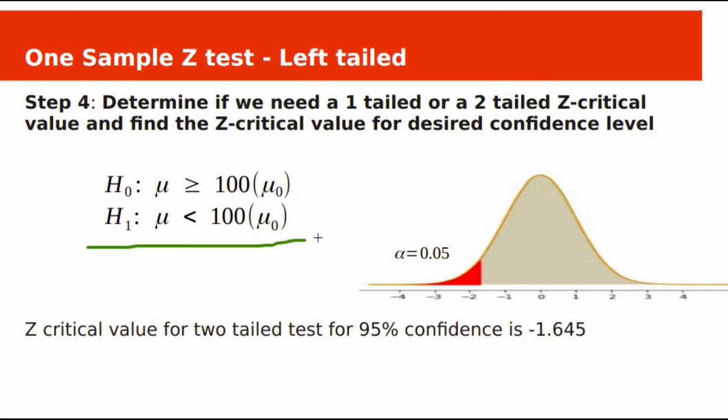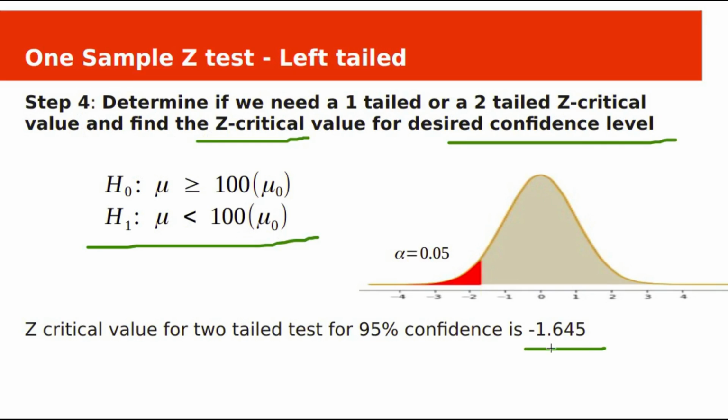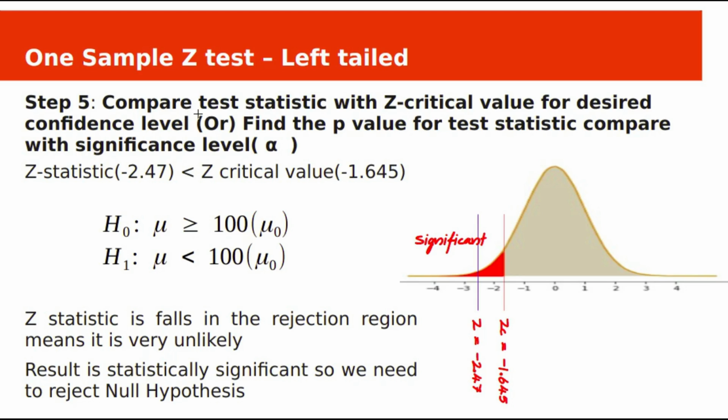This test is a left tail test, so we have to find the z critical value for a left tail test at 95% confidence level. For a one tail test at 95% confidence level, the z critical value is 1.645, and because it is a left tail test, minus 1.645. Compare the z statistic with the z critical value. Here z statistic is minus 2.47 and z critical value is minus 1.645. Because the z statistic falls within the critical region, results are significant, so we can reject the null hypothesis. This z statistic value is very unlikely in this null distribution, so we will reject the null hypothesis.